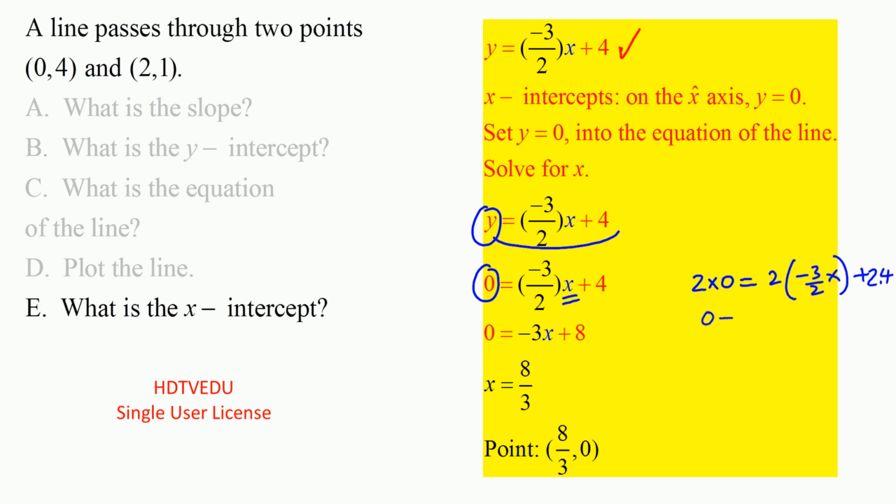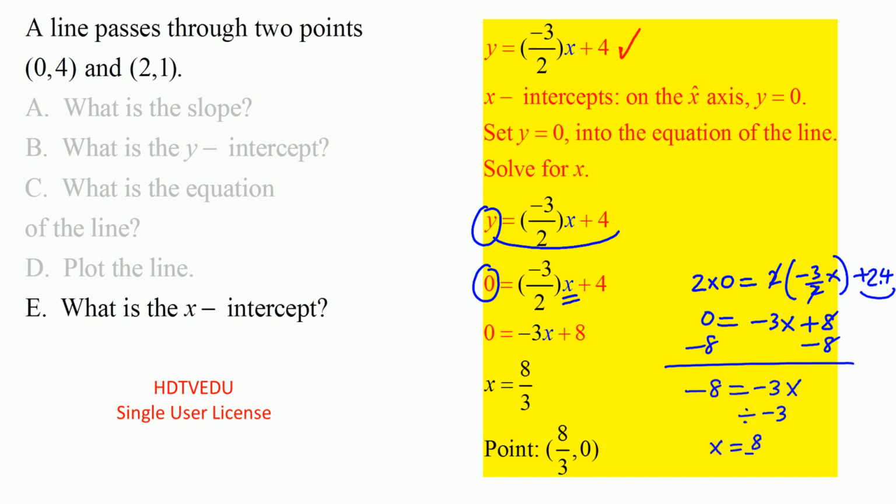So you get 0 equals, and the 2 cancels out, negative 3x plus 8. It is 2 times 4, which is 8. So subtract 8 from both sides. So you get negative 8 equals negative 3x. Divide both sides by negative 3 and we get x equals 8 over 3. And that is roughly 2.67. And now we have the x-intercept as well.